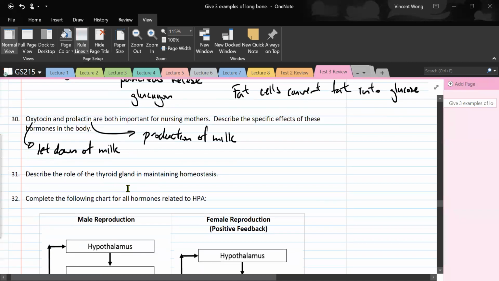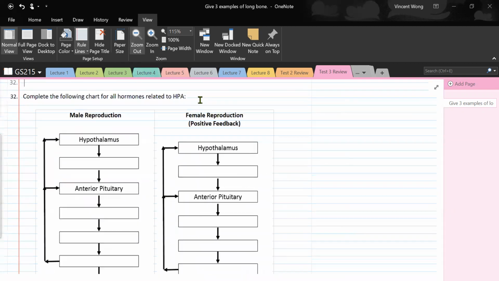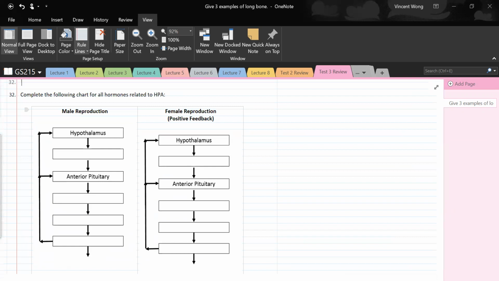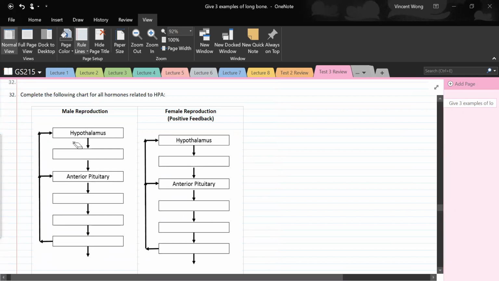Okay, describe the role of thyroid in maintaining homeostasis. That's basically the T3 and the T4, right? Maintaining the homeostasis of metabolism. I think these loops are going to help explain that. Okay, so let's see. We have the hypothalamus. This is for male reproduction, right? Which we know is going to release the GnRH. And then the anterior pituitary gland will release the FSH and the LH.